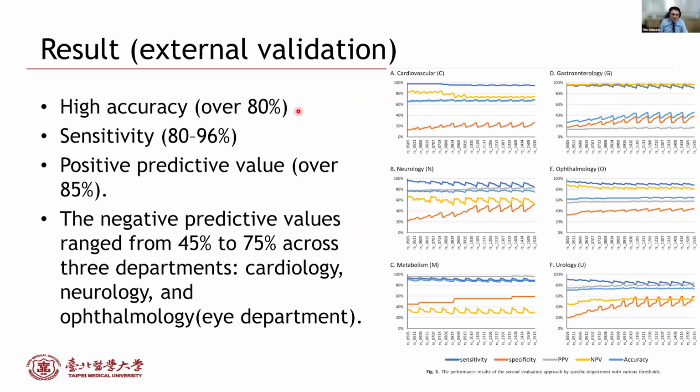And we say the negative predictive value is from 45 to 75. It means for cardiology, our negative predictive value is only 45%. It means it's not good, but the reason is that sometimes the medication in cardiology is complex, so the agreed rate is only 45%. But for ophthalmology, you can see the accept rate is 75%.